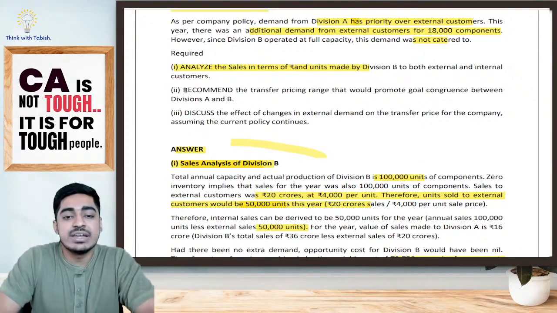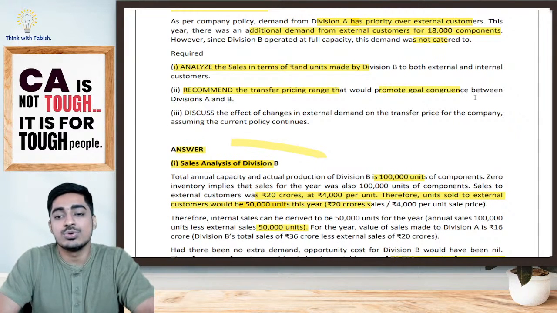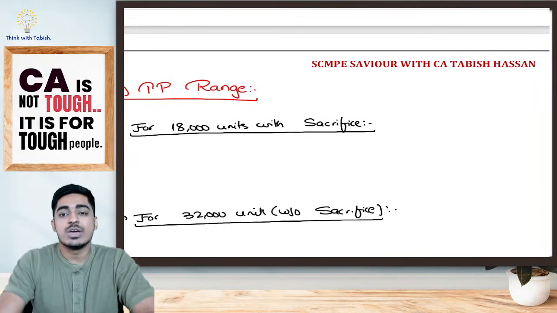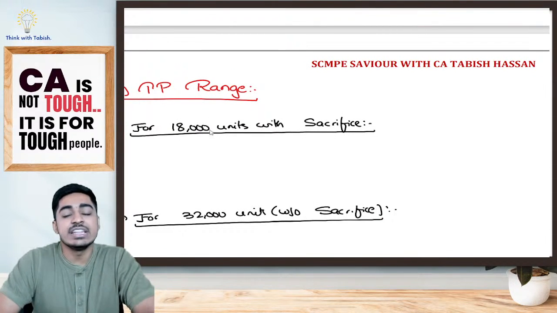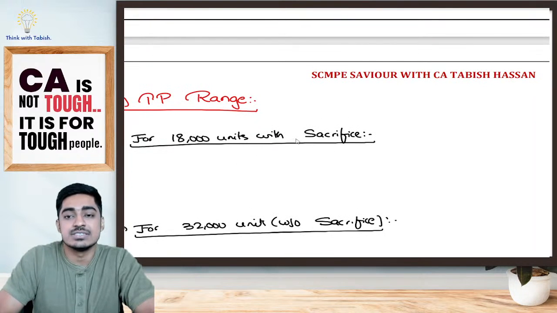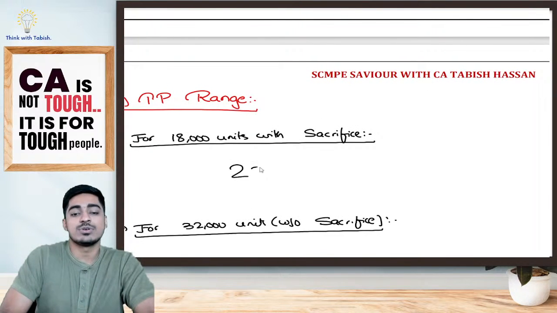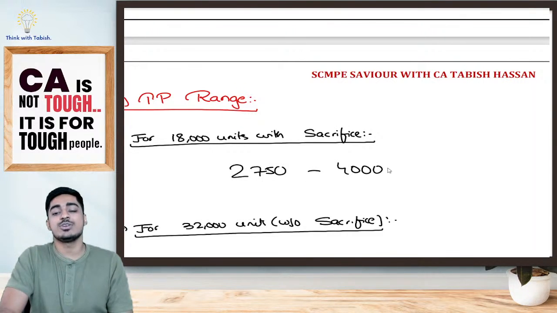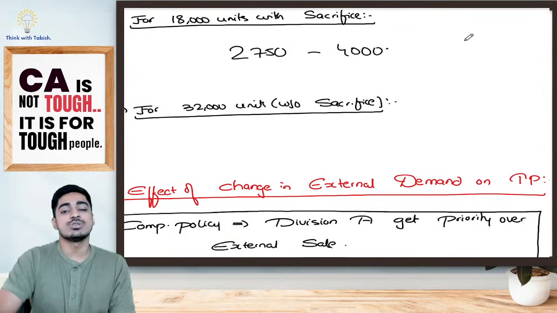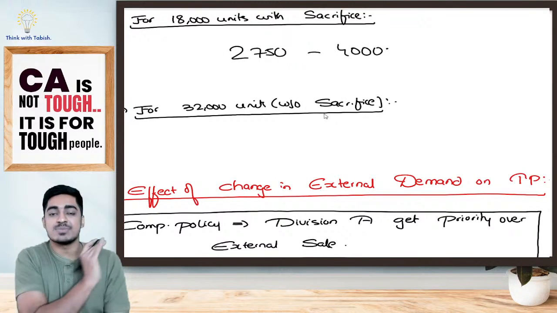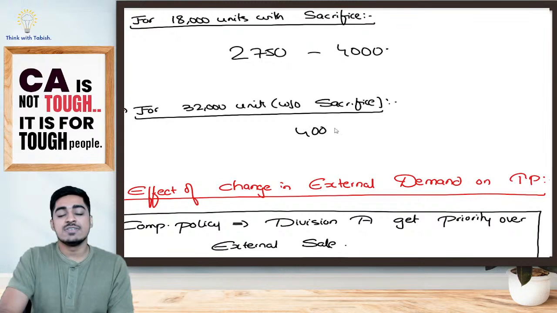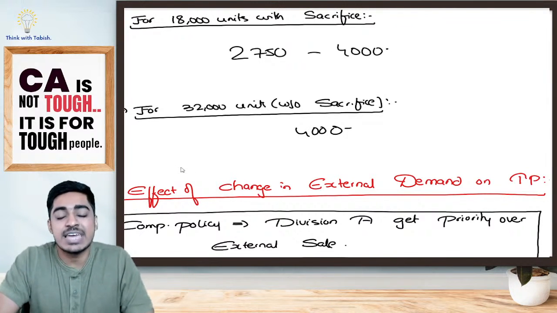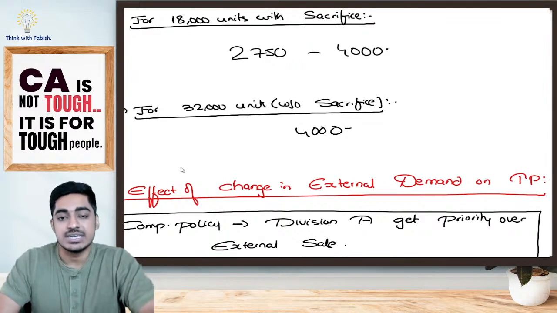Next, recommend a transfer pricing range that would promote goal congruence between the two divisions. What transfer pricing range are we telling? We have two different units. For 18,000 units, for which we are not making any sacrifice, division A is telling minimum I want 2,750. Division B is telling if I buy it from outside at 4,000, so maximum I'm willing to pay 4,000. For the balance 32,000 units, division A is telling I'm sacrificing, so I want 4,000. Division B is telling okay, I'm willing to pay 4,000. So there is no range. The transfer will happen at 4,000 rupees. This is the transfer pricing range.